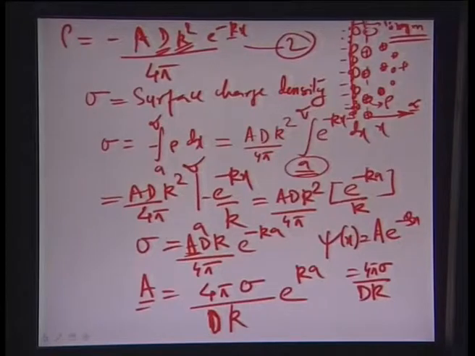D again is the dielectric constant of the medium in which the solution is present. So, the solution normally is in an aqueous medium, and so the medium is water, and the dielectric constant would be the dielectric constant of water in CGS units. So, 4 pi sigma by d k e to the power of k a minus x. Okay. That is what the potential function phi x would be.